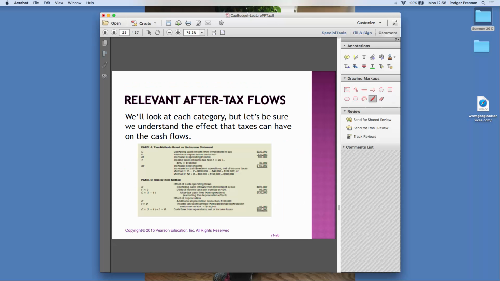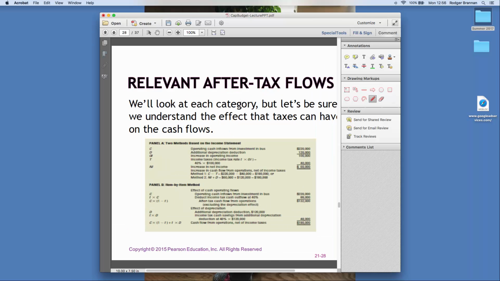Now, taxes are potentially a problem. And in real life, taxes tend to be a relevant consideration. And I kind of like this method to look at it, okay? And that is, if you believe that if I'm going to make this investment, it's going to increase my cash flows by $220,000. All right, well, fine.